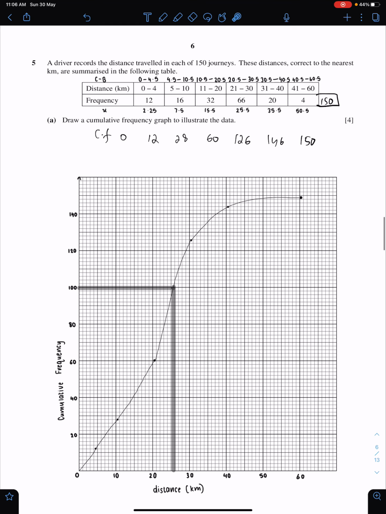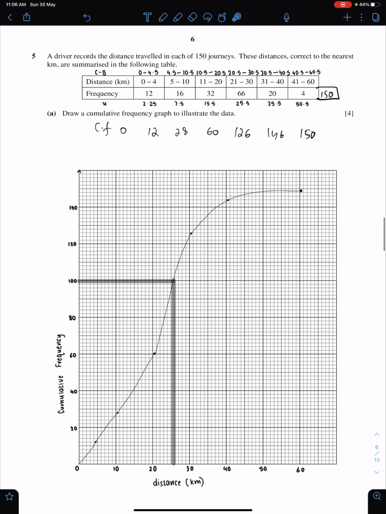Next question, number 5. A driver records the distance traveled in each of 150 journeys. These distances, correct to the nearest kilometer, are summarized in the following table. 0 to 4, 5 to 10, these are the intervals, these are the frequencies.